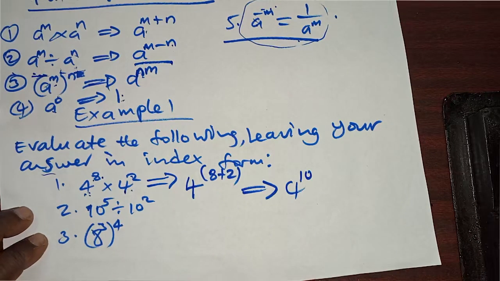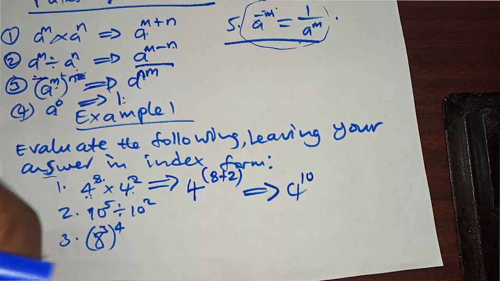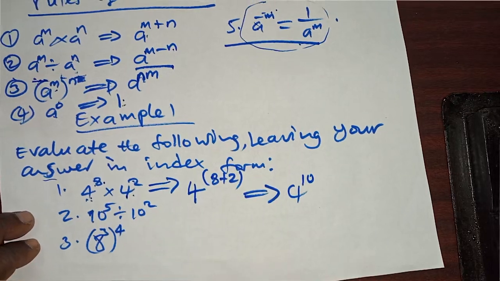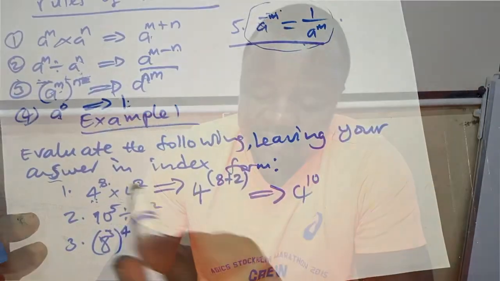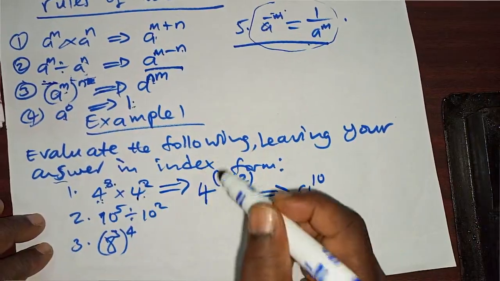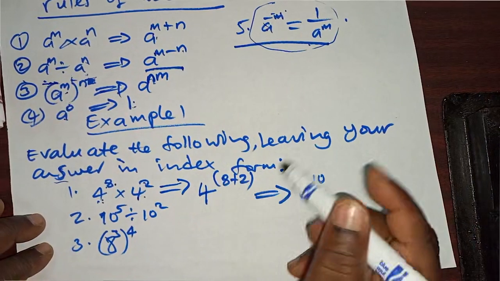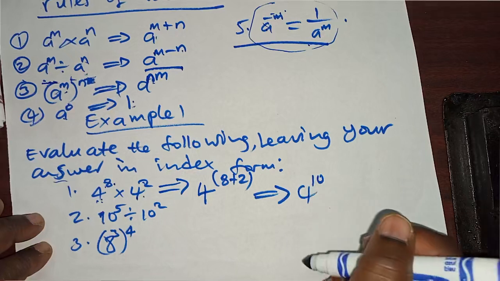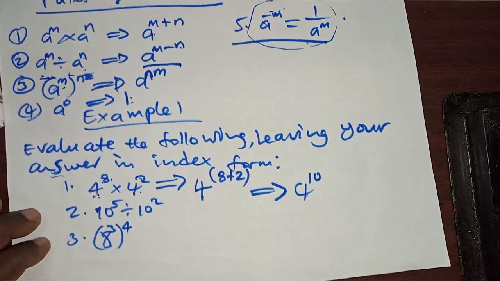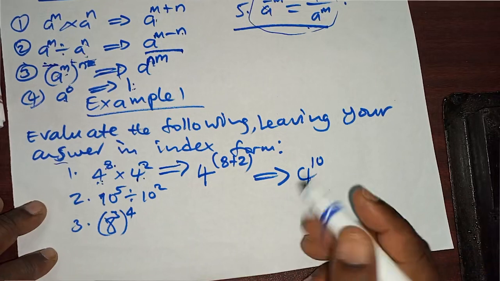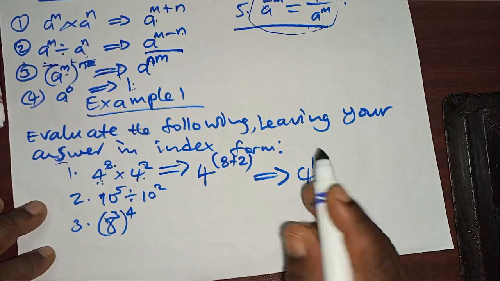So you can see that when we are multiplying indices of the same base, in this case the base is 4, automatically we add the powers. 8 and 2 are the powers, and we have added them. So we have 8 plus 2, which gives us 4 to the power 10, meaning that 4 is going to be repeated 10 times when we expand that.